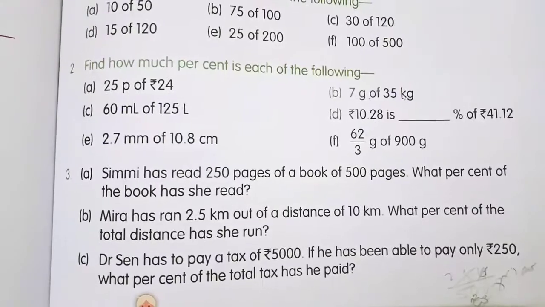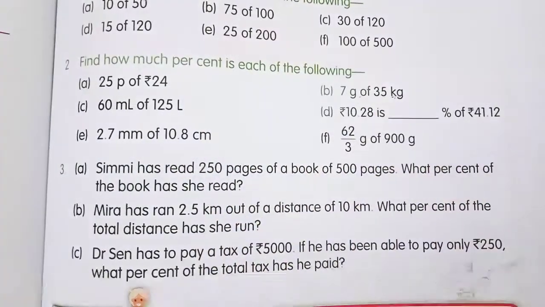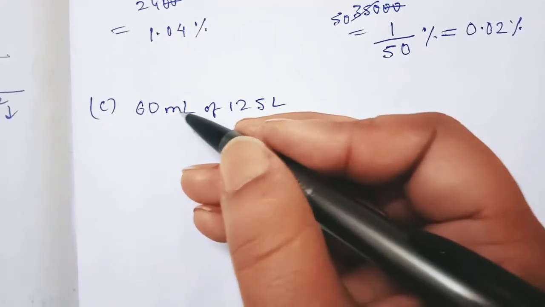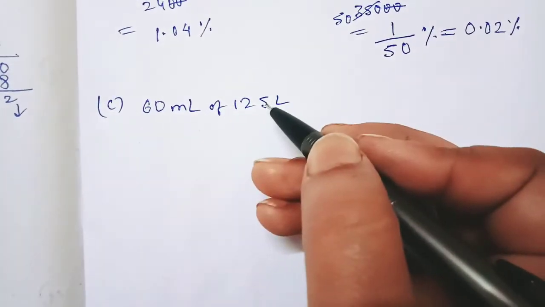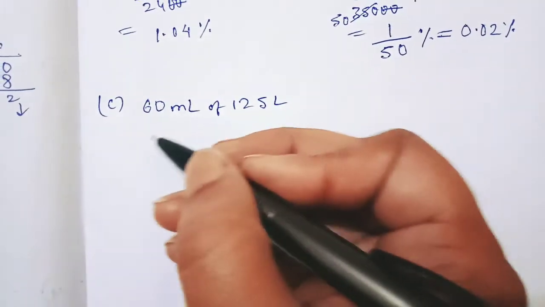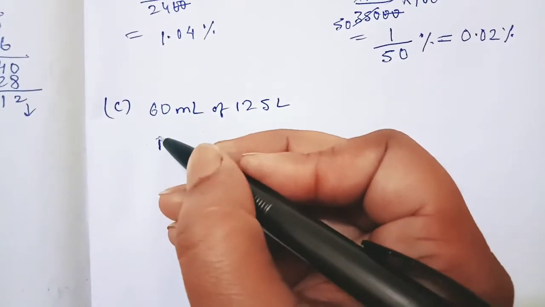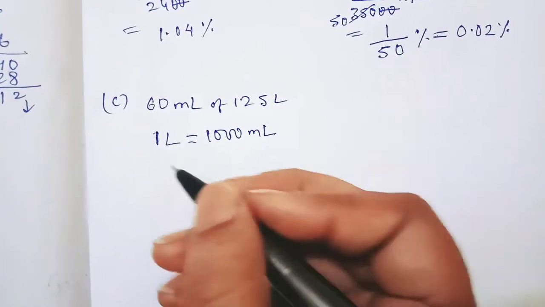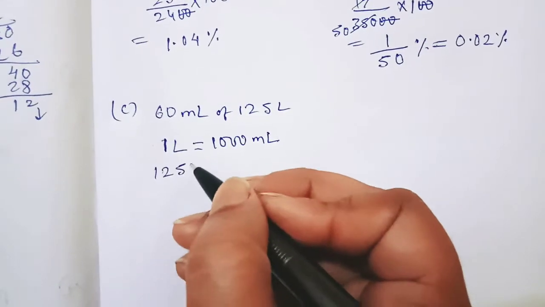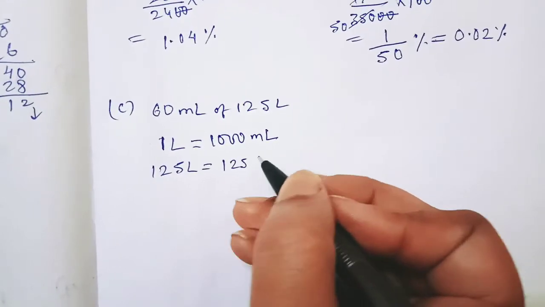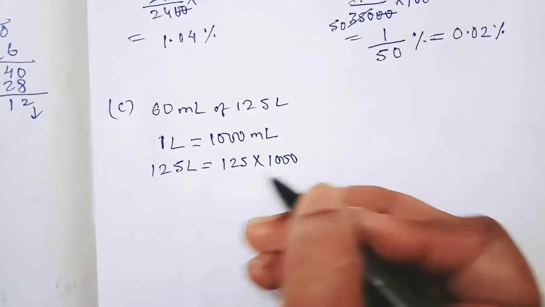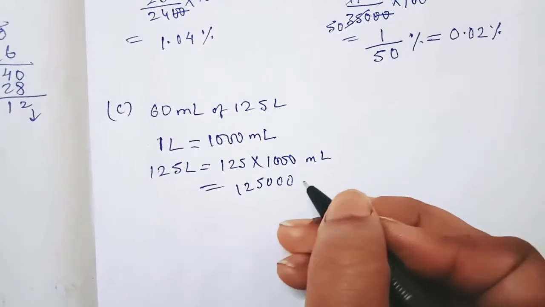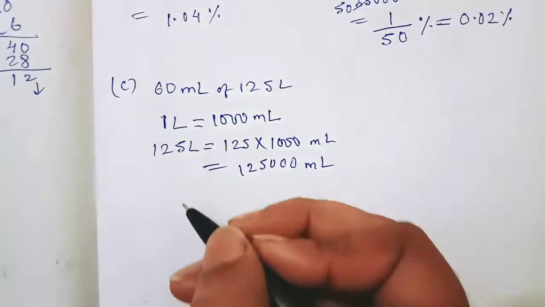So in this way you have to convert first and then find out the percentage. Next we see part C, 60 ml of 125 L. L means liter, ml means milliliter, so again you have to convert the units. Here we convert liter into milliliter. 1 liter equals 1000 milliliter. So we multiply 125 by 1000, and it is now in milliliter: 125,000 milliliter.